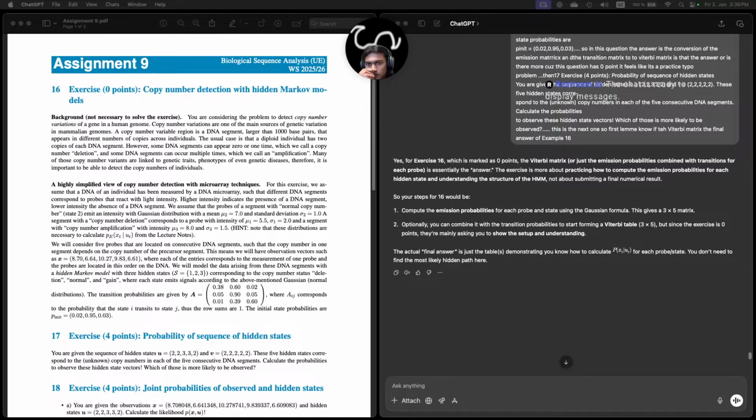Hidden states, observed states, initial states, state probabilities, transition probabilities, emission probabilities. Baum-Welch algorithm?